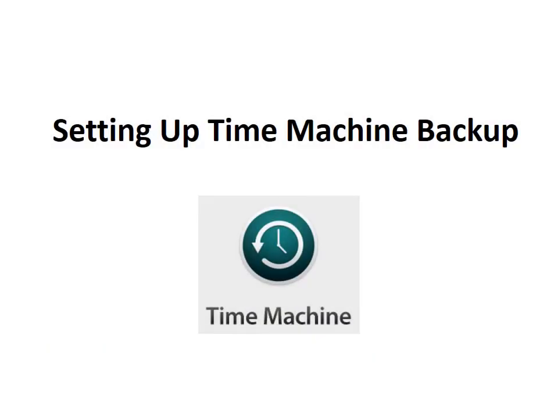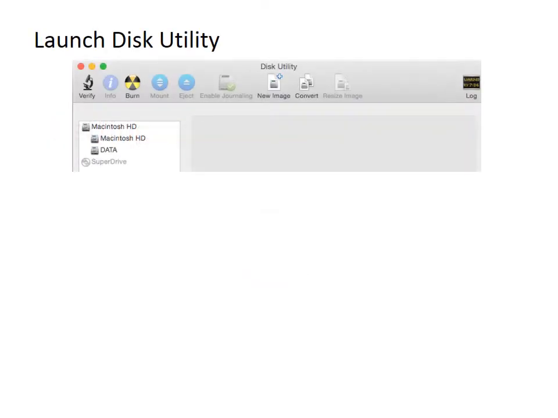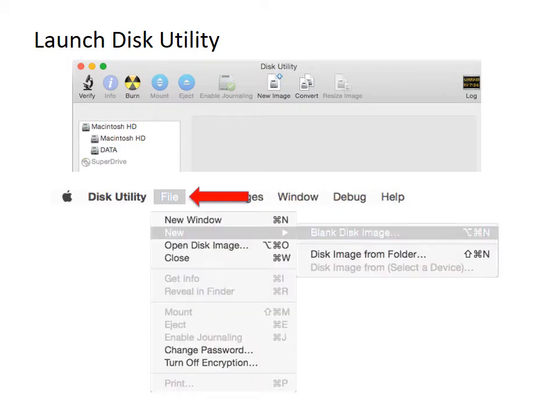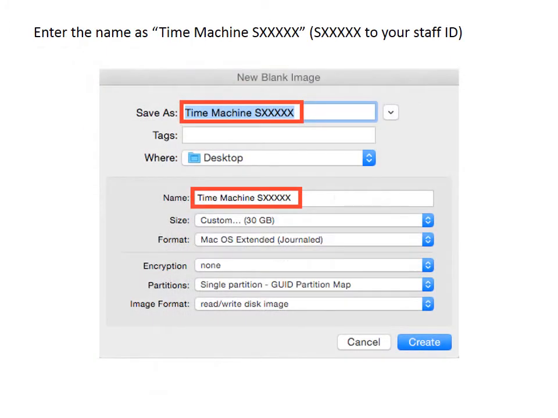Hi, this video will walk you through how to set up Time Machine backup on your Mac to your M Drive network storage. Launch Disk Utility from Finder or Spotlight. Under File, select New and choose Blank Disk Image. In Save As, enter Time Machine S followed by your staff ID number.